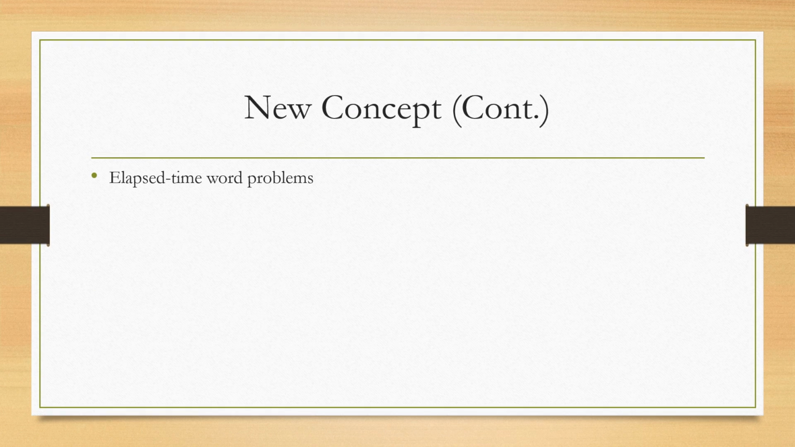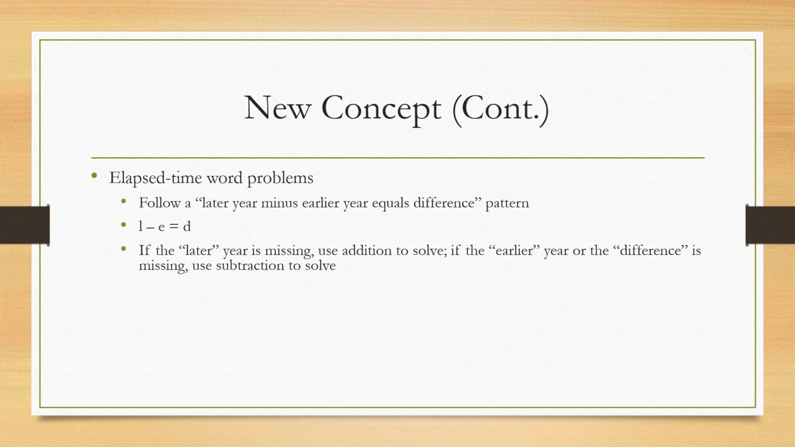The other type of problem we're looking at are elapsed time word problems. These are going to be word problems that deal with years. So we do these following a later year minus earlier year equals difference pattern. And there are the letters for that. So the same thing applies as with the comparing word problems. If you're missing that first number, the later year, then you have to add to solve. If you're missing the earlier year or the difference, then we subtract to solve.